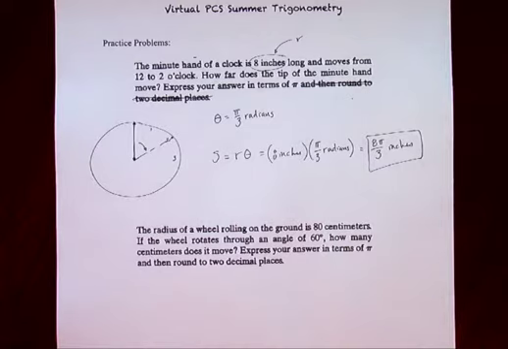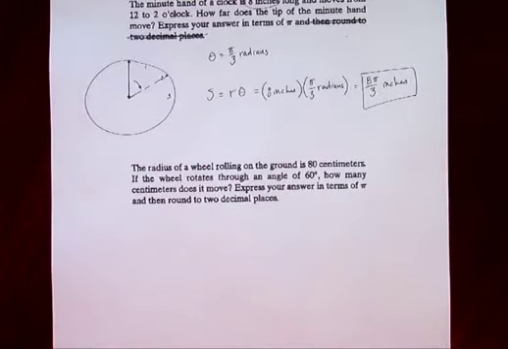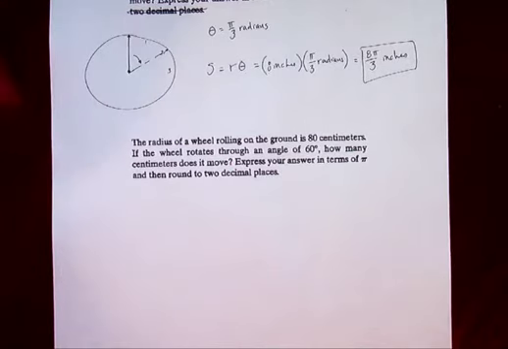Okay? Let's go ahead and do one more, and then we'll call this one to a close, and we will have a third video finishing up. The radius of a wheel rolling on the ground is 80 centimeters. Okay, that's a big wheel. If the wheel rotates through an angle of 60 degrees, how many centimeters does it move?